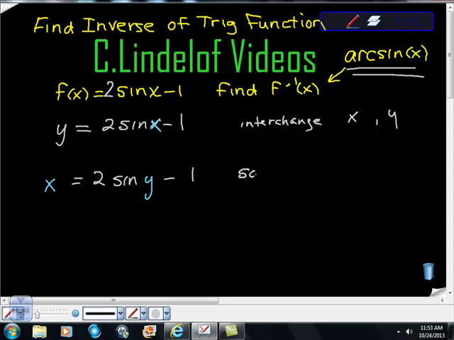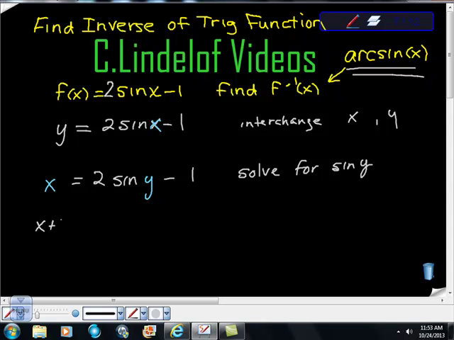Now solve for sine y. In algebra you'd be solving for y, but we know that in this case it's not sine times y. Y is the argument and sine is the operator, so we can't separate those two. So I'm going to start the solving process.